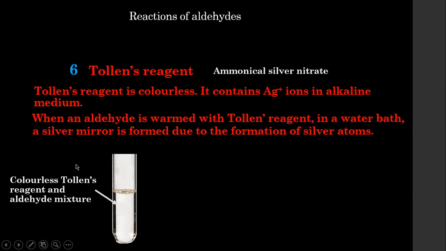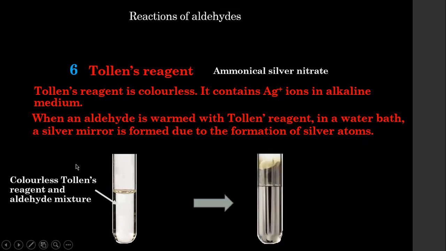It's a mixture of Tollens reagent and aldehyde. You can see a beautiful mirror appearing on the test tube. Silver mirror formation occurs on the test tube if you heat Tollens reagent, ammoniacal silver nitrate, with an aldehyde. Now, the reactions of ammoniacal silver nitrate with aldehydes are also redox reactions.